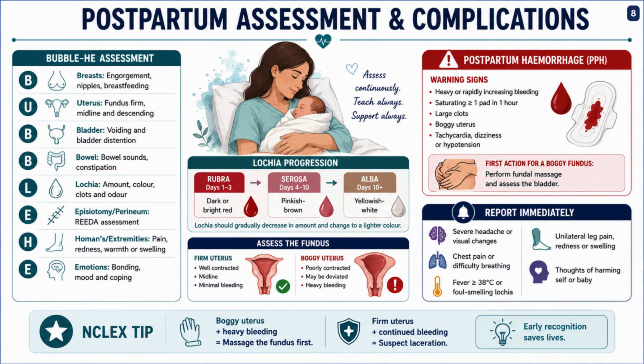Also, teach the patient to seek urgent care for severe headache, visual changes, difficulty breathing, chest pain, fever, foul smelling discharge, leg swelling, or thoughts of harming themselves or the baby. For the NCLEX, remember, a boggy uterus with heavy bleeding suggests uterine atony, so massage the fundus first. If the uterus is already firm but bleeding continues, suspect trauma such as a laceration.